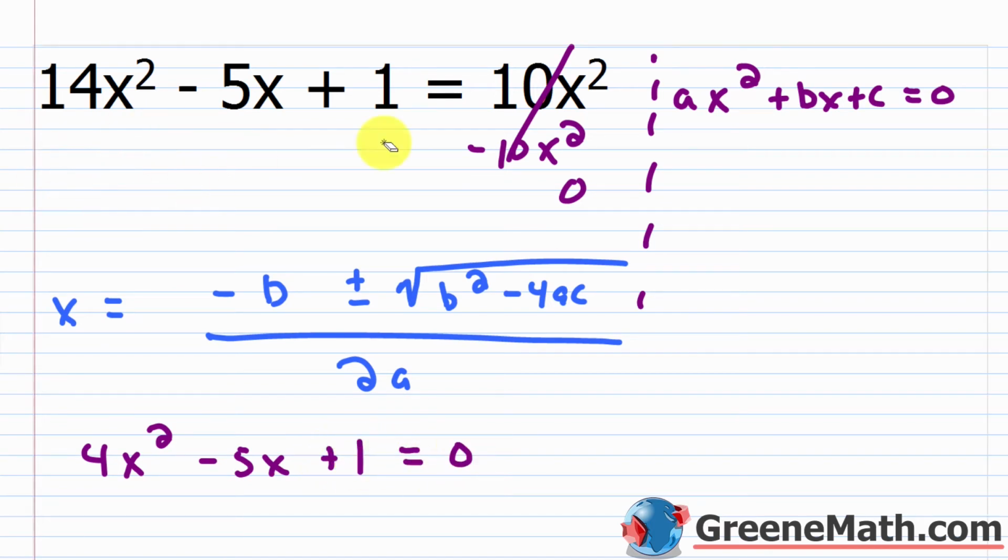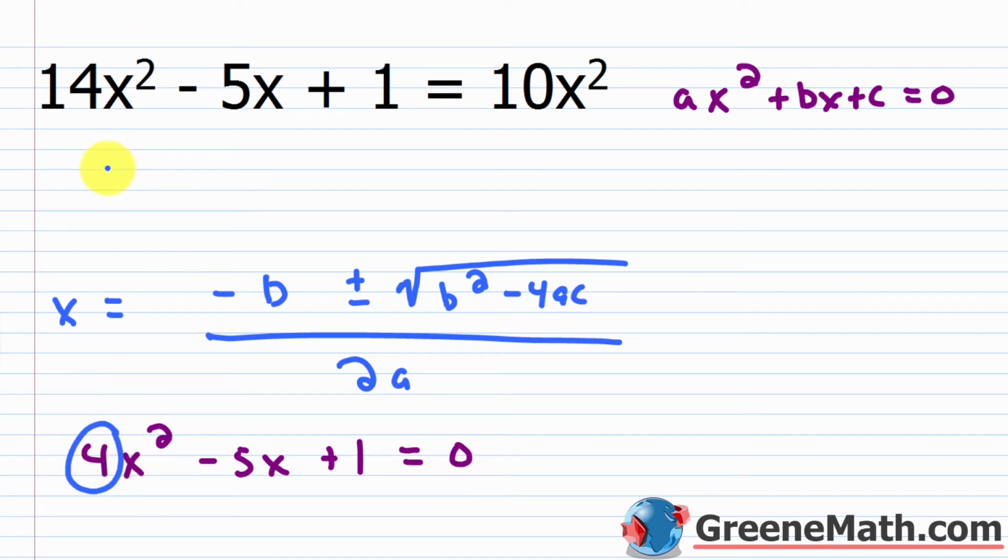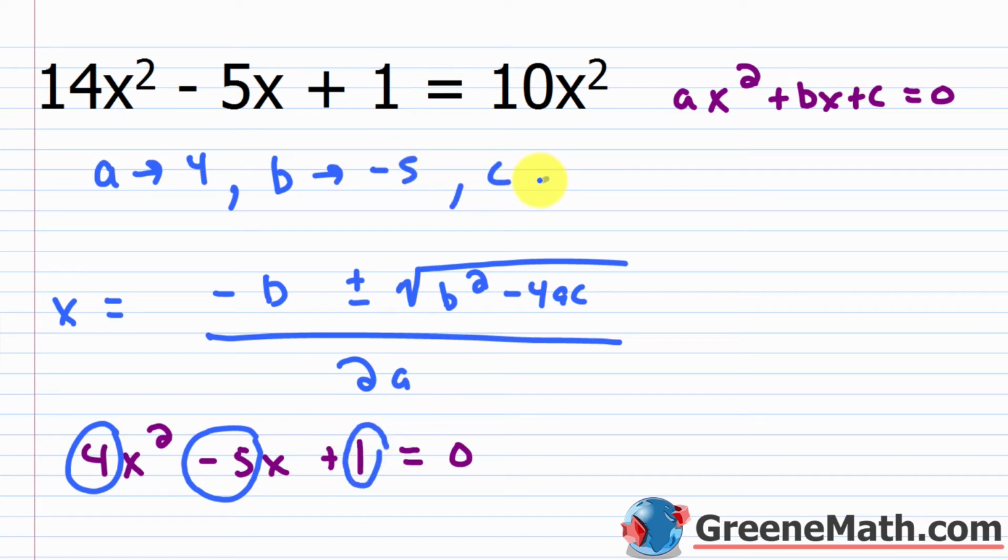All right, so let me erase this. I don't need to do anything fancy with this equation. I just need to record the values for a, b, and c. So a is the coefficient of x squared. So a here is going to be 4. b is the coefficient for x to the first power. So here that's negative 5. And c here is my constant term. In this case, this is 1.